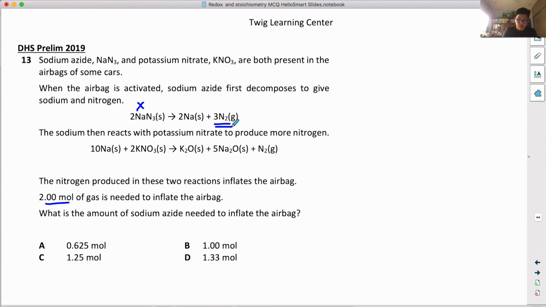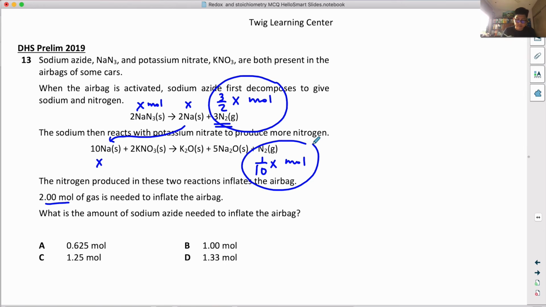So the number of moles of nitrogen produced here will be 3/2 x moles. The number of moles of sodium here will be x, and this sodium goes here. So you have x moles of sodium, so you end up having 1/10 x moles of nitrogen over here. Let's add these two together, here and here. Can you see that? Why is it 1 over 10? Because here the ratio is 10 to 1. I hope you can tell.